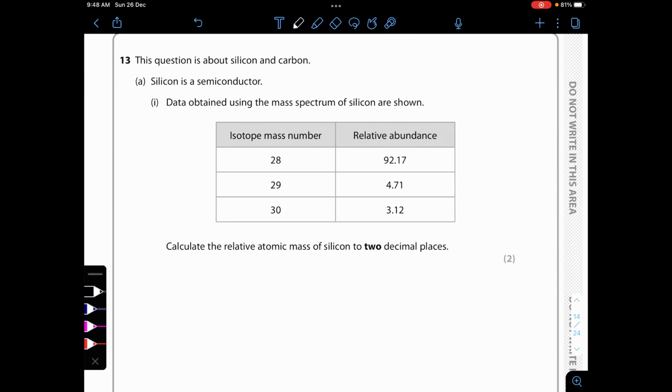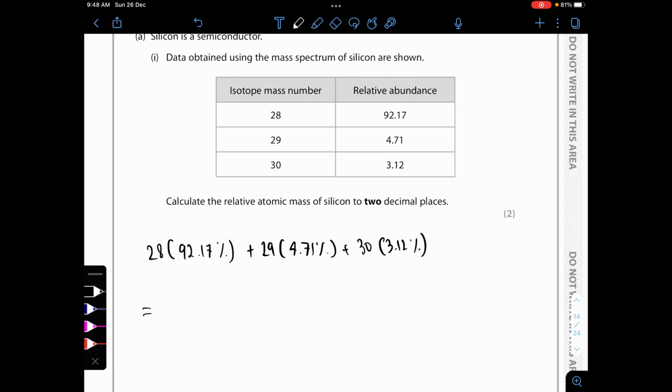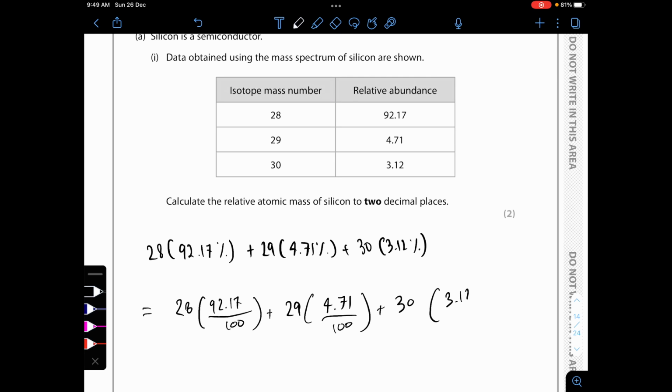This is pretty straightforward. All we have to do is 28 times 92.17% plus 29 times 4.71% plus 30 times 3.12%. All we have to do now is 28 times 92.17 over 100 plus 29 times 4.71 over 100 plus 30 times 3.12 over 100.